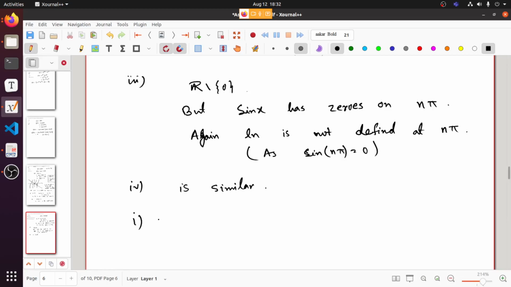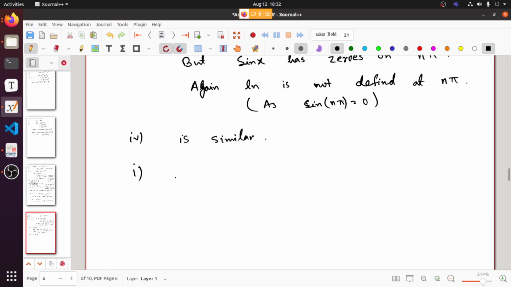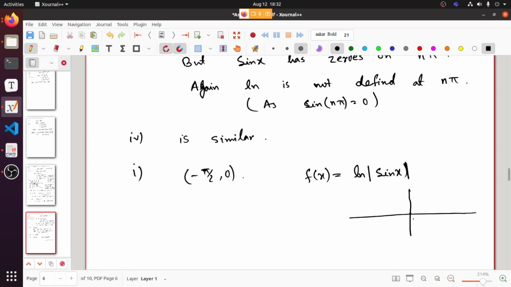So just consider option 1. Here the domain is minus pi by 2 to 0, right? And the function is ln mod sin x. This is mod. So what does the curve of sin x look like? Here it is 0. At minus pi by 2, if this is pi by 2, this is minus pi by 2. Oh sorry, this is pi.